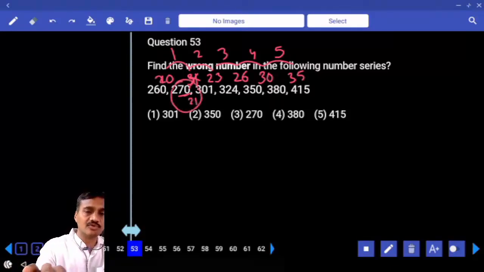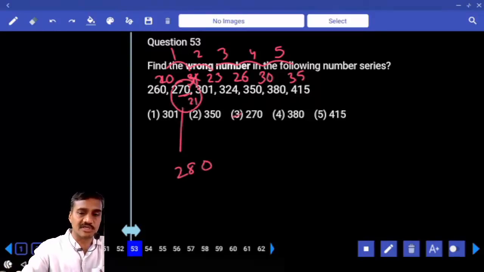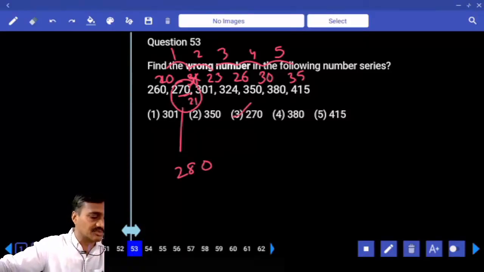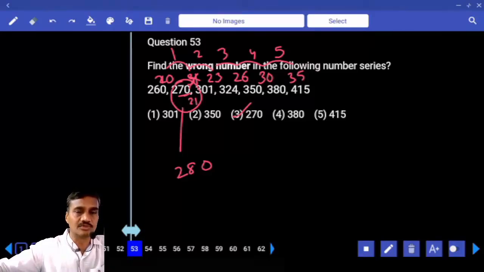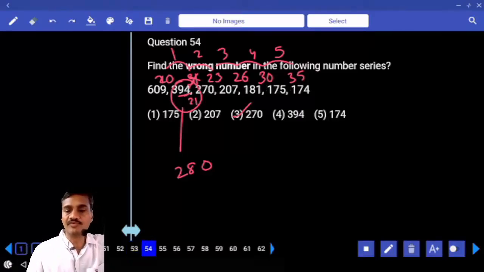It should be 280. Here what did we give after 280? 270. And 270 is the wrong number, 280 is the correct number. Choice 3 is the answer. Question number 53. Here the differences between the numbers are 1, 2, 3, 4, 5. Then 54.